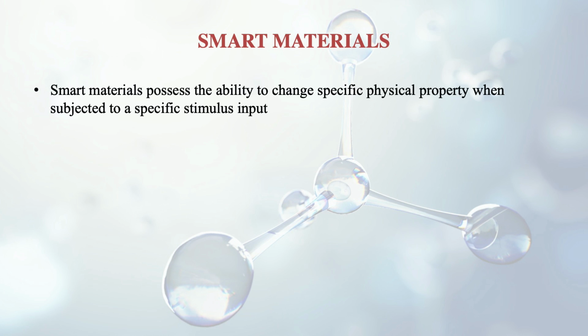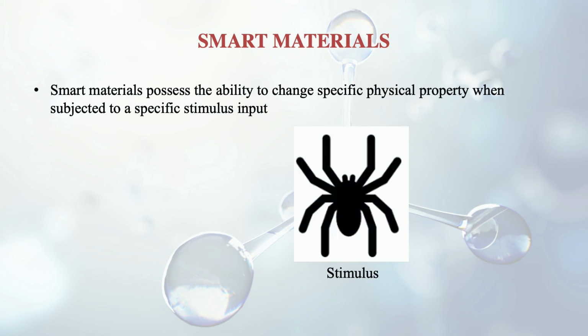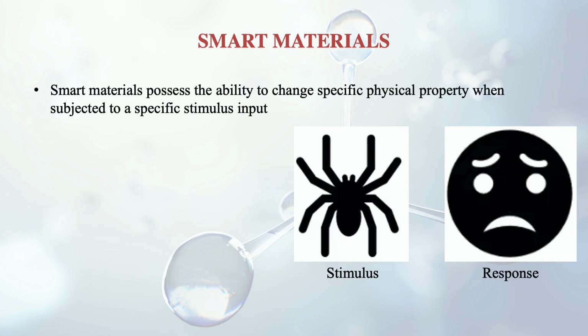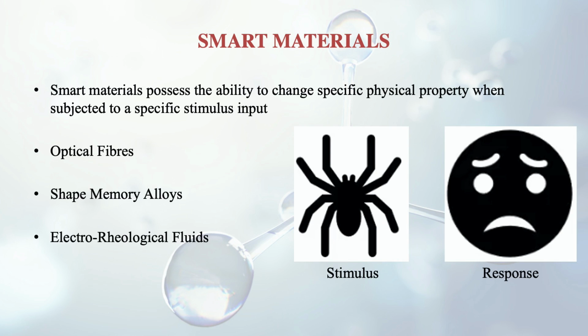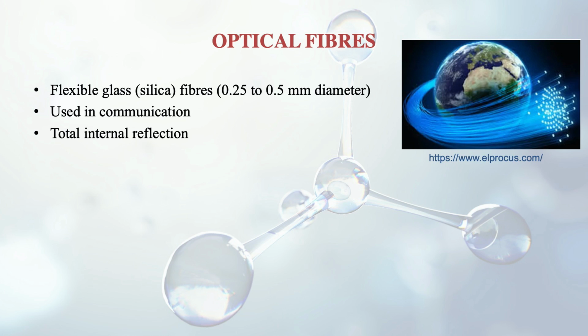Smart materials are a class of materials which are very special. They possess the ability to change some specific physical property when subjected to a very specific stimulus input. In short, they exhibit stimulus response characteristics. There are a number of smart materials available in the market today, but in this talk we'll just discuss 4 major types of smart materials, namely optical fibers, shape memory alloys, electrorheological fluids, and piezoelectric materials. Let us begin with optical fibers.